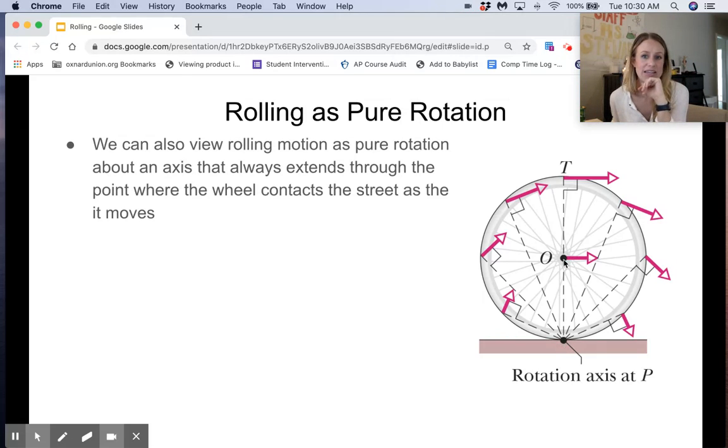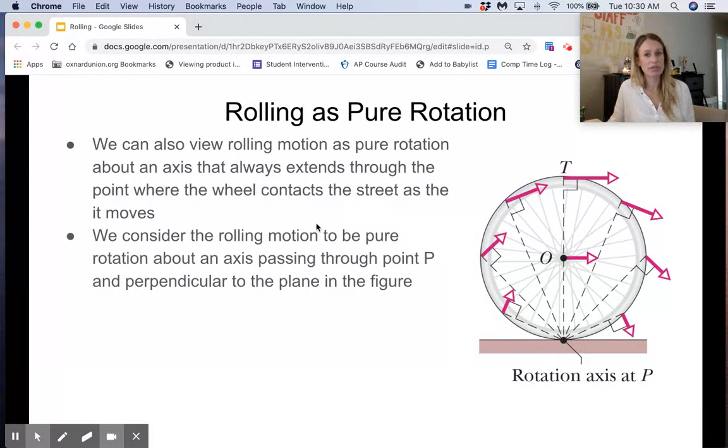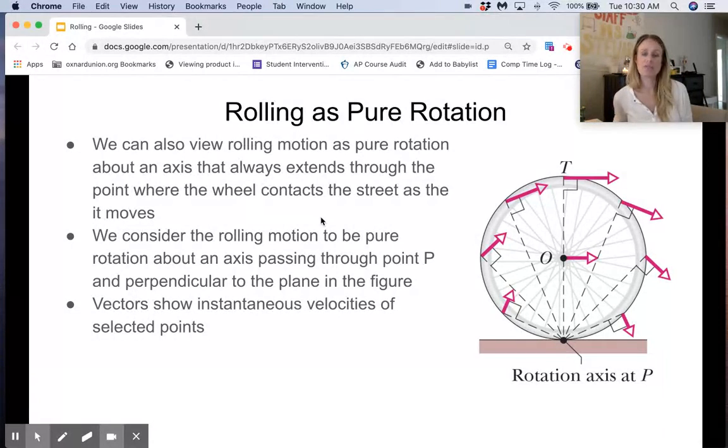And here we can see that we have a velocity of the center of mass, and this is going to be 2 times the velocity of the center of mass. So what we do here is we consider the rolling motion to be pure rotation about that axis passing through point P, which is the point that's touching the floor down there, and perpendicular to the plane in the figure. And those vectors that are drawn on this figure show the instantaneous velocities of selected points.